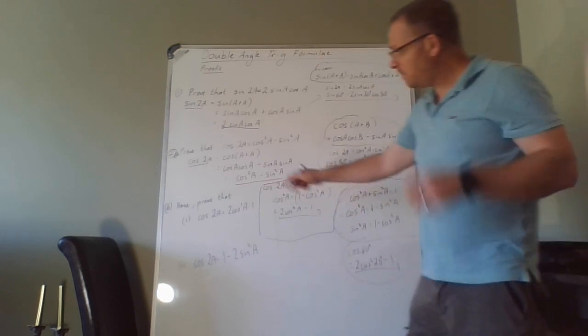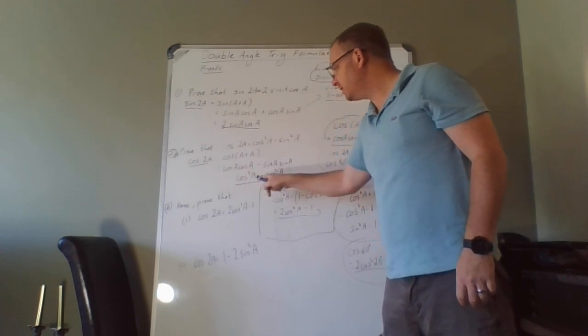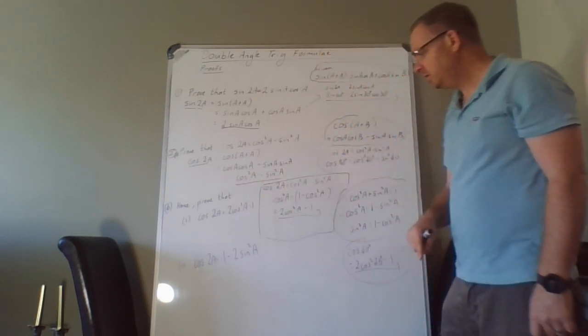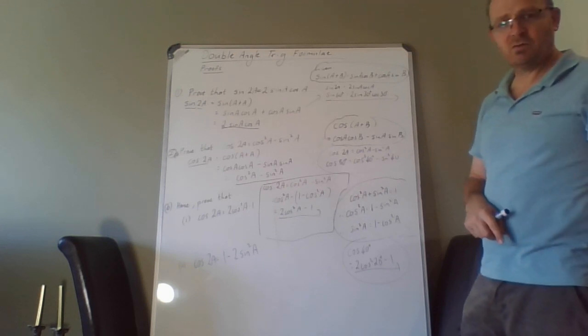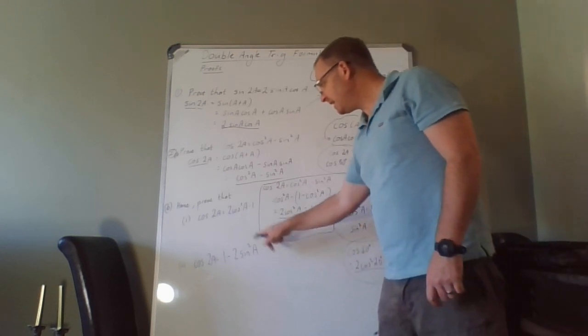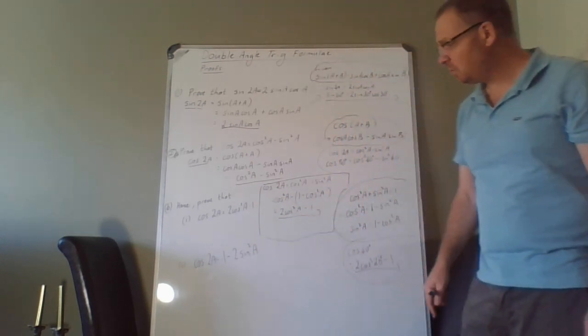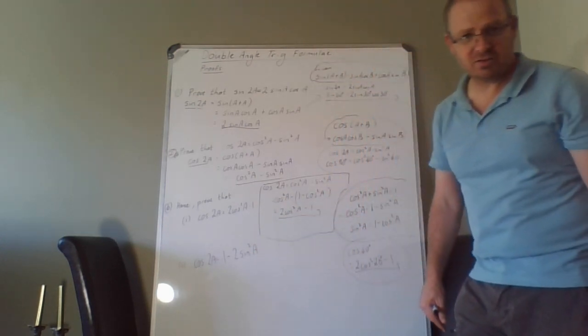So for cos 2a, so far we've got two proofs. We've shown that cos 2a is the same thing as cos squared a minus sine squared a, and hence cos 2a is also equal to 2 cos squared a minus 1. Right, your final proof, again hence, in other words, using this answer, prove that cos 2a is equal to 1 minus 2 sine squared a.